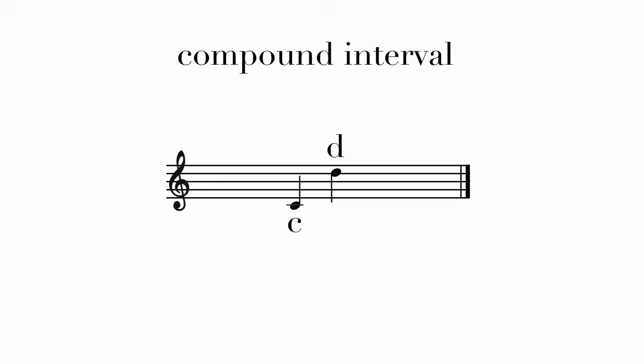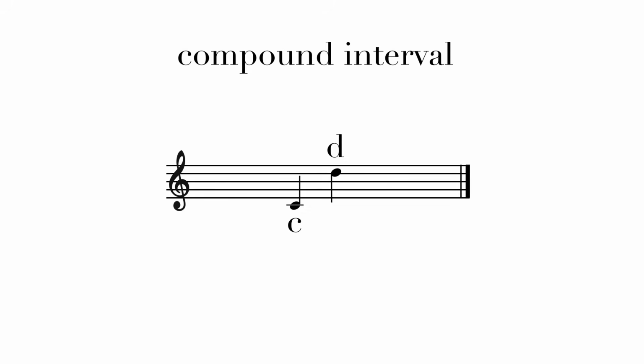If the interval is larger than an octave, perhaps this C to the D an octave above it, we call that a compound interval. Again, we're still counting distance, it's just further apart. In this particular example, we call this a ninth, or 2 plus 7.